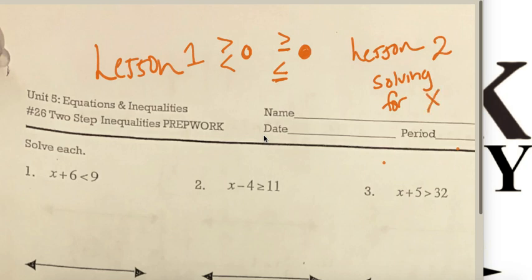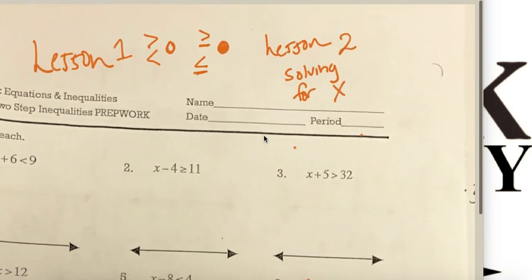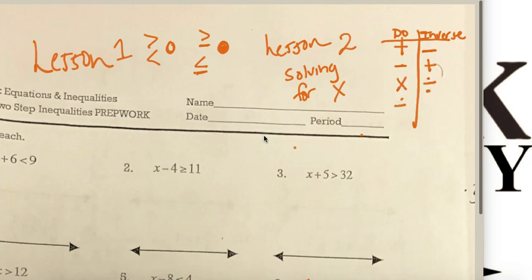We have to look and see what operation is involved with the x. If it is addition, then we need to do the inverse to get the x by itself so we can solve for it, and that would be subtraction. If it's subtraction, the inverse would be addition. If it's multiplication, the inverse is division. If it's division, then the inverse is multiplication.